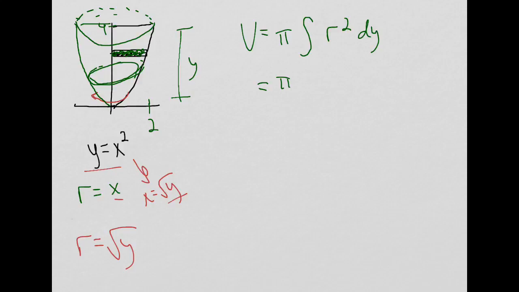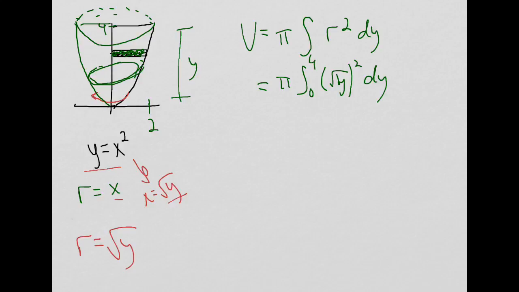I get pi times the integral of the square root of y squared dy. Now I want to fill in my bounds. So the question is, do I go from 0 out to 2 on the x's, or do I go from 0 up to 4 on the y's? I'm going to go from 0 to 4 because, one, I'm working with y's here. Two, you should see that my slices are in that y direction. So I'm going to go from 0 to 4.